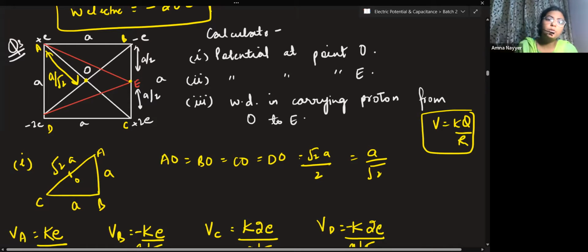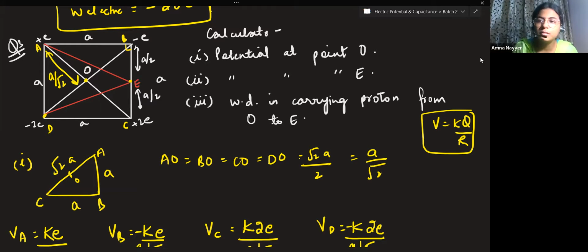Now see, if you're able to observe, this is again a right angle triangle. This side is A, this is A by 2. By using Pythagoras theorem, we'll be able to find out the hypotenuse, that is AE. And AE and DE are both equal. Both of them are meeting at this point D. Just an error in the figure. Otherwise, both of these lines are meeting at this point D, the minus 2 charge.